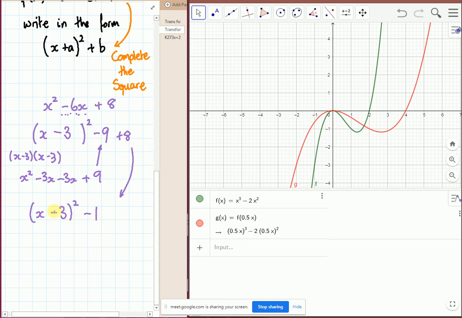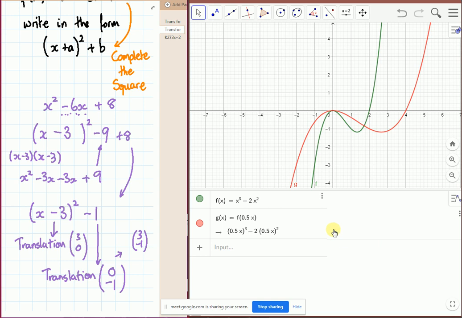And if we look at this now, what's that as a translation? What translation does the minus 3 do? To the right. Okay, so that gives me a 3 to the right. What translation does the minus 1 do? Look at the minus 1. 1 down, so it's 0, minus 1. So overall, this actually leads to a translation of (3, minus 1).